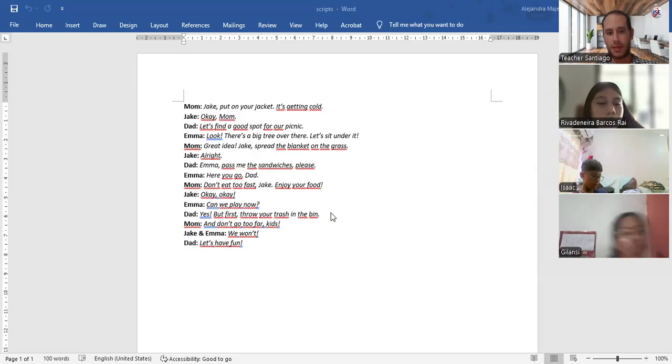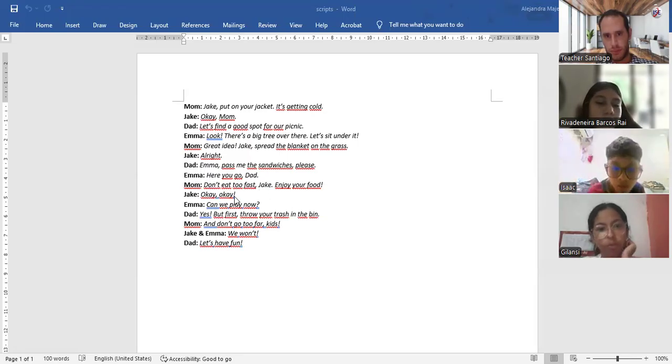So listen again. Mom: Jake, put on your jacket. It's getting cold. Jake: Okay, Mom. Dad: Let's find a good spot for our picnic. Emma, look, there's a big tree over there. Let's sit under it. Mom: Great idea. Jake, spread the blanket on the grass. Jake: All right. Dad: Emma, pass me the sandwiches, please. Emma: Here you go, Dad. Mom: Don't eat too fast, Jake. Enjoy your food. Jake: Okay. Emma: Can we play now? Dad: Yes. But first, throw your trash in the bin. Mom: And don't go too far, kids. Jake and Emma: We won't. Dad: Let's have fun. Okay, guys.